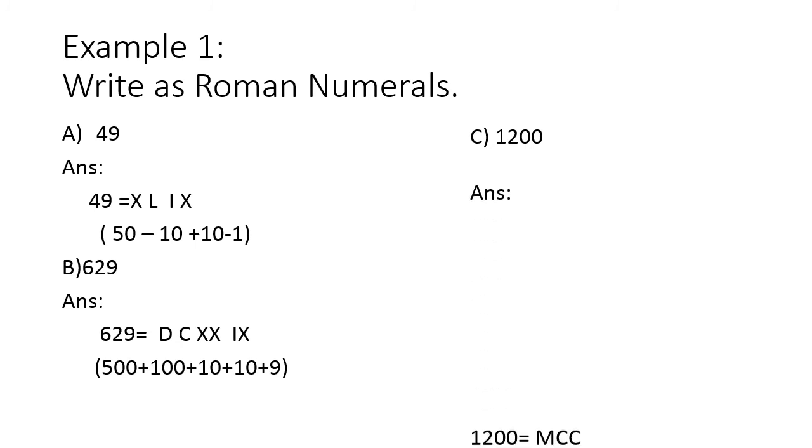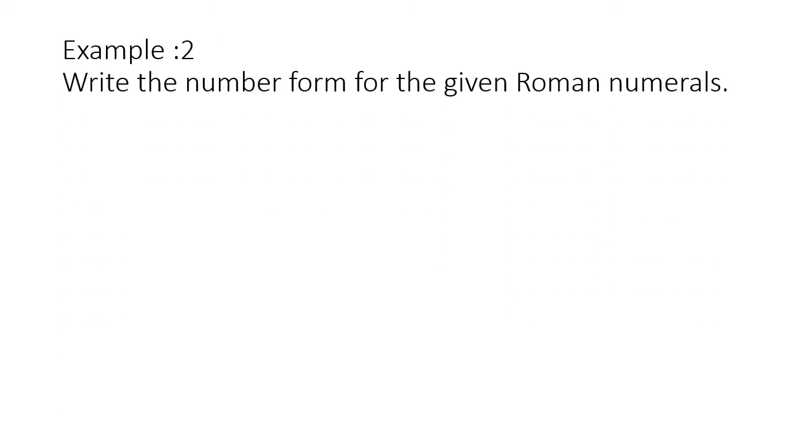Then the third sum, 1200. So 1000 means M, CC. So 100 plus 100, that is 1200. Then our next example is write the number form for the given Roman numerals. So they have given Roman numerals. We'll see the answer. So X means 10, X means 10, then V. The value of V is 5, then 3 I's are here. So 1 plus 1 plus 1 is equal to 28. So this is the answer.